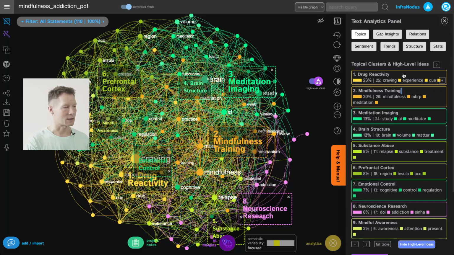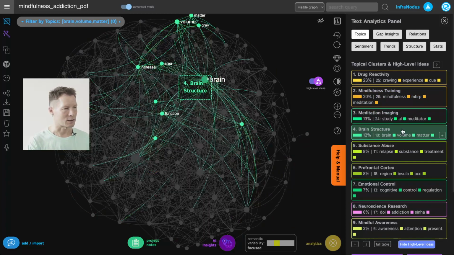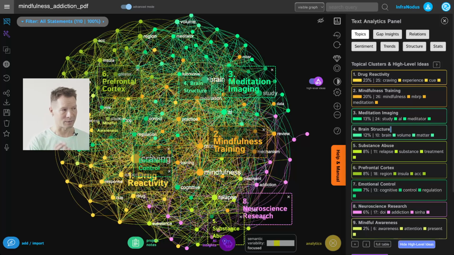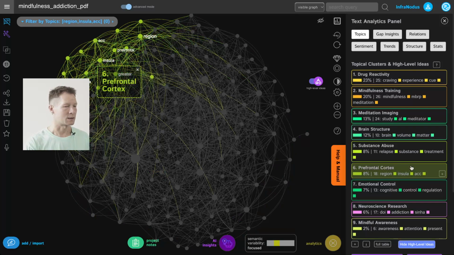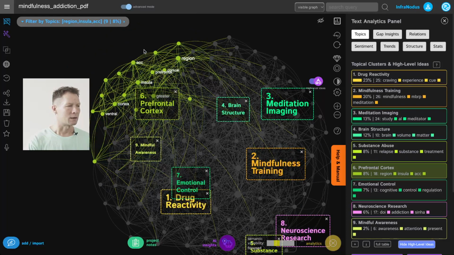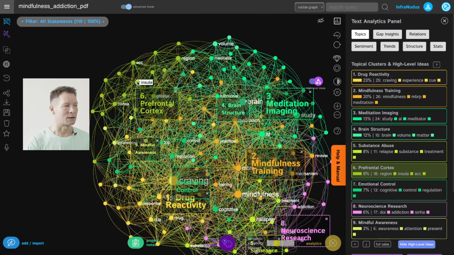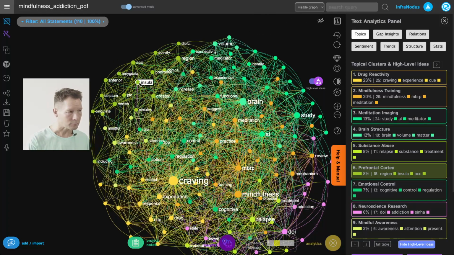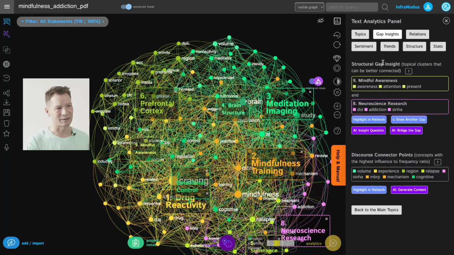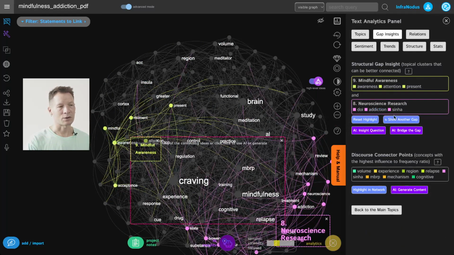So here I see that, for example, it's about drug reactivity, craving, then mindfulness training, meditation imaging, brain structure, and so on. So this gives me a nice visual representation of what this paper is about. Then I can zoom into one of the topics, for example here, prefrontal cortex, and start questioning specifically this part of the document in order to develop it further and to grow the ideas beyond the periphery of this knowledge graph.